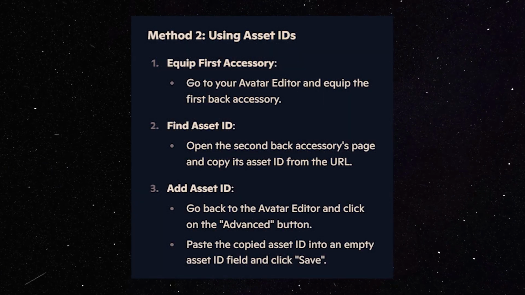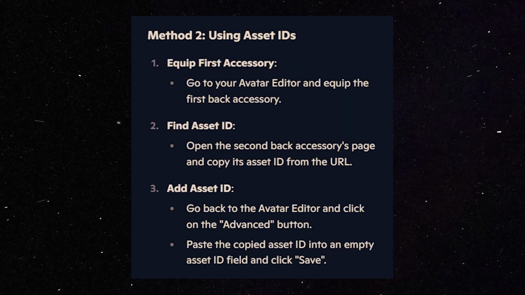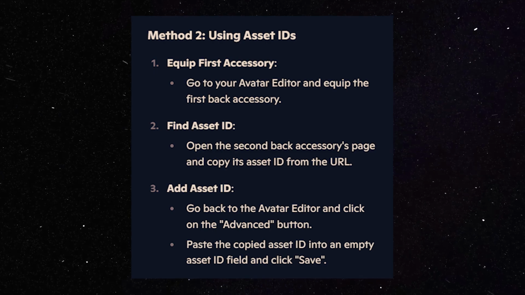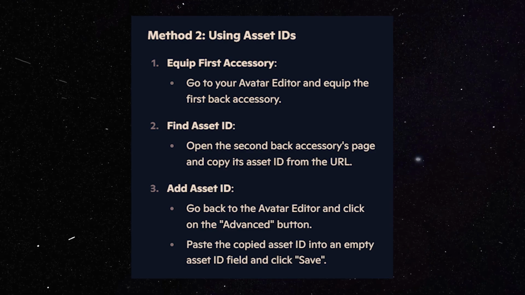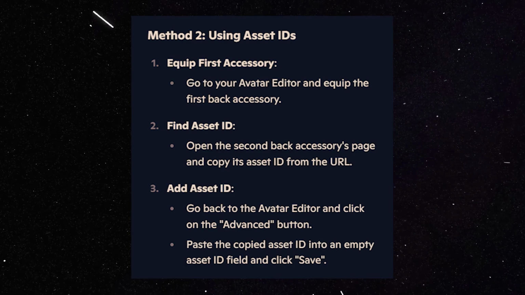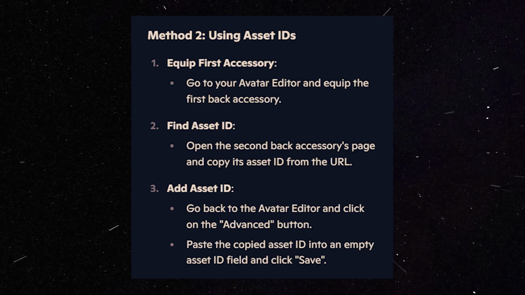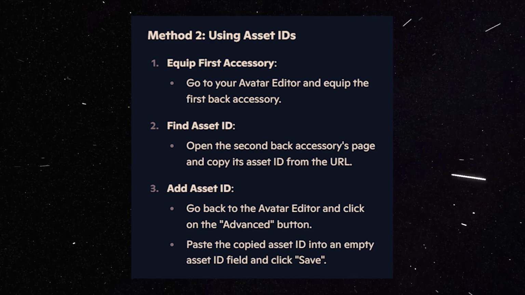Method 2. Using asset IDs. Equip first accessory. Go to your avatar editor and equip the first back accessory. Find asset ID. Open the second back accessories page and copy its asset ID from the URL.